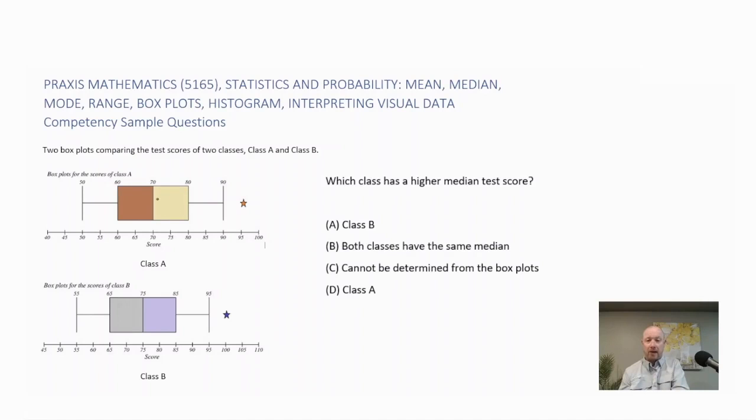So in this case here, the median would be here, and in this case here, the median would be right there for Class B. So what we want to do is see on the score axis which has a higher value. If we look at Class A, the median lines up with a score of 70, but when we look at Class B, even though it's farther to the left, the scale is different and it lines up with 75. So the correct answer here is choice A, Class B.